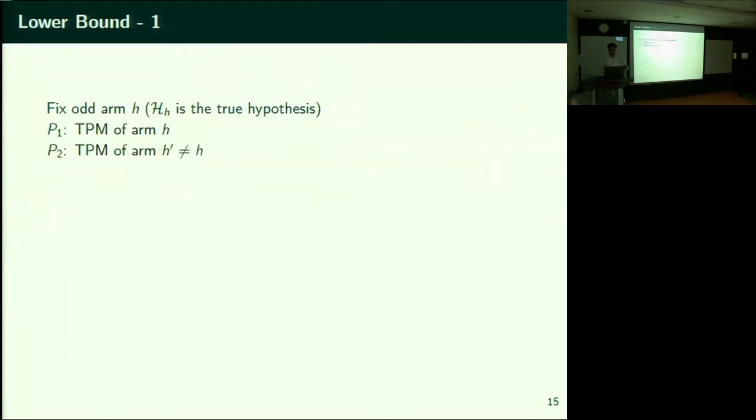Okay, so I'm going to now show you the lower bound. So we have built all the language, I hope. Okay, so with this, what's the lower bound? Fix an odd arm, H. This is the location of the movie which is odd. P1 is the TPM of that odd movie. P2 is the TPM of all the non-odd movies.